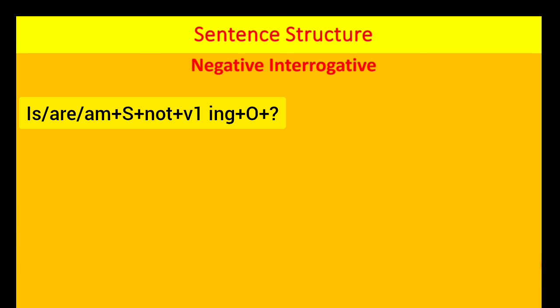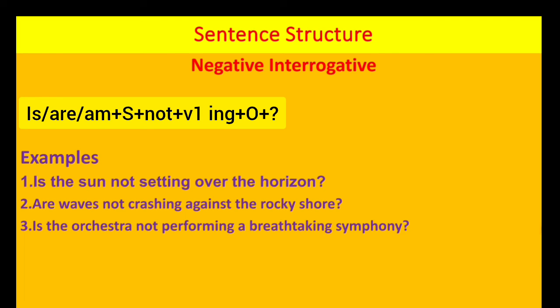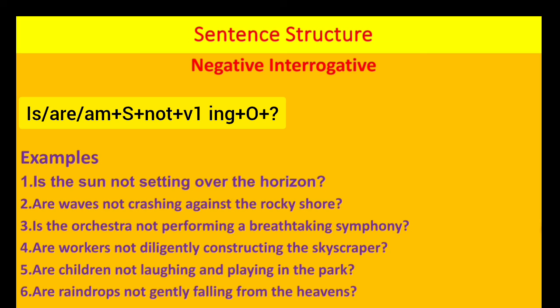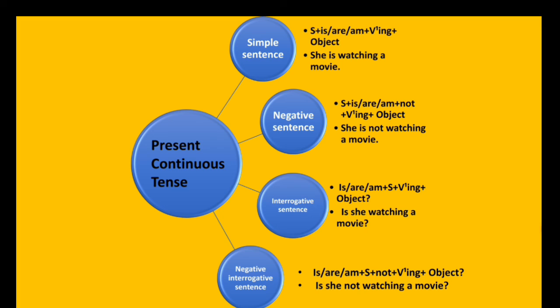The sentence structure of negative interrogative sentences is: helping verbs is, are, am, subject, not, first form of verb, object, and question mark. Is the orchestra not performing a breathtaking symphony? Are workers not diligently constructing the skyscraper? Are children not laughing and playing in the park? Are raindrops not gently falling from the heavens? The sentence structures of all the types of sentences of present continuous tense can be represented by using this diagram.